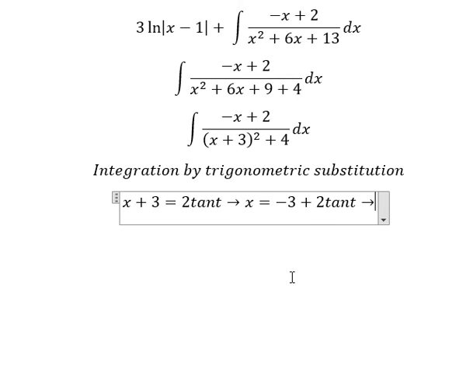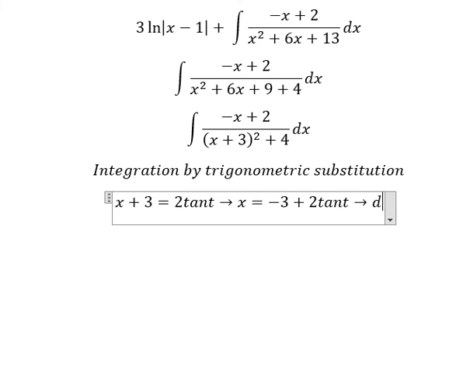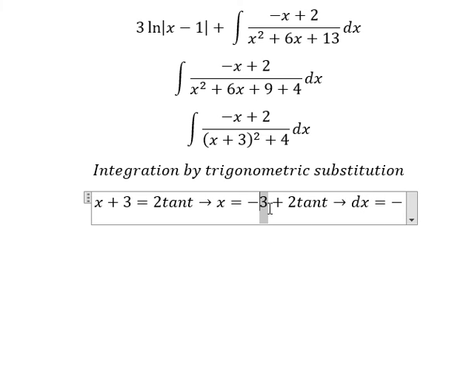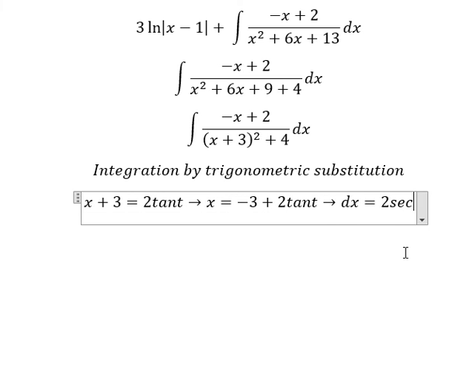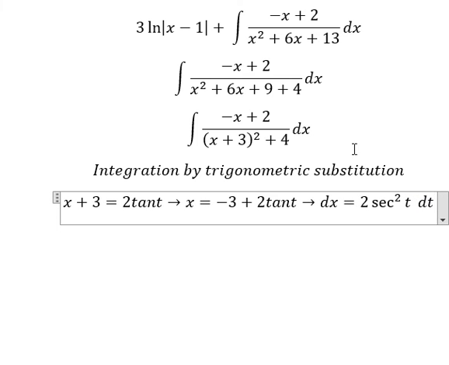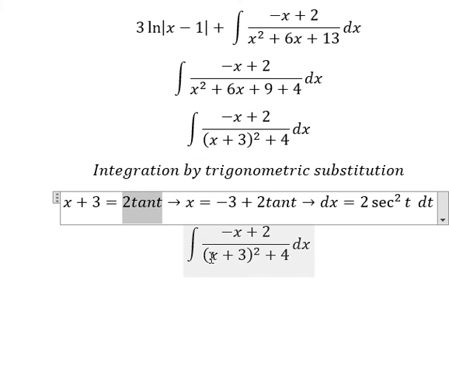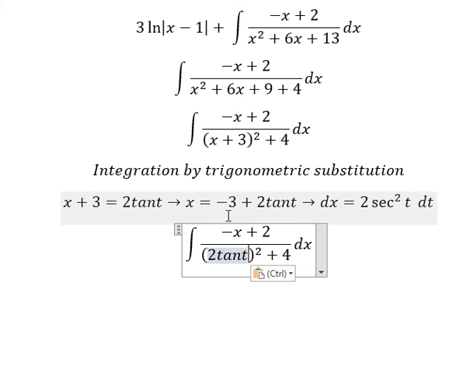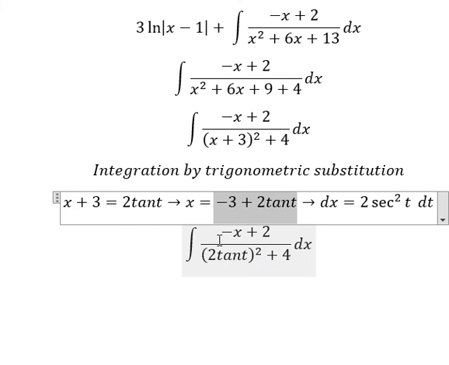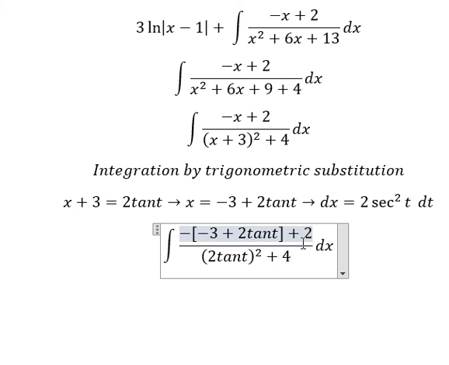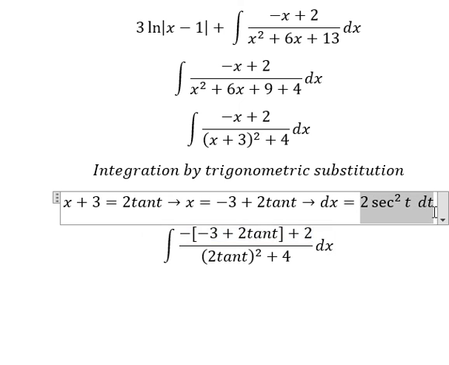Next, we can take the first derivative of both sides. This one we have ds. This one is the constant, so you get 0. This one is 2 secant of t squared dt. So I will put this one in here. s we change for this one, ds we change for this one.